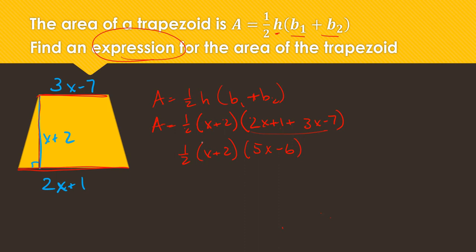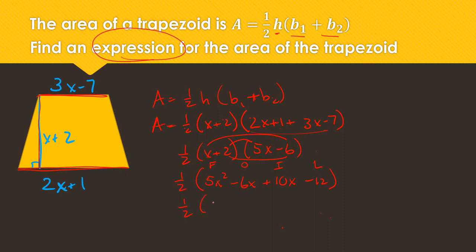Now, I'm going to FOIL first before I distribute the 1/2. If I distribute the 1/2 first, I'll have to work with fractions. So 1/2 times FOIL first is x times 5x, 5x squared. Outside is x times negative 6, negative 6x. That's my outside. Inside, 2 times 5x, that's positive 10x. And last is my 2 times negative 6, or negative 12.